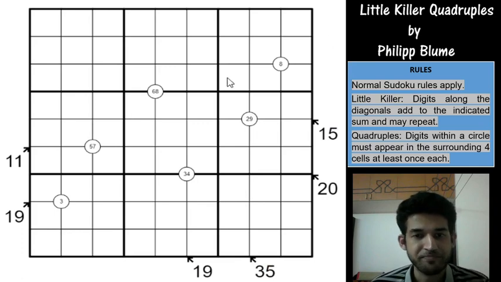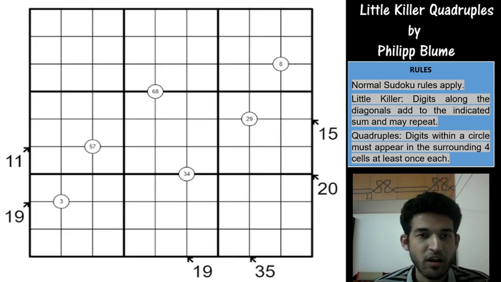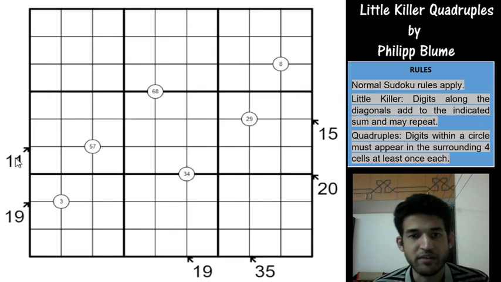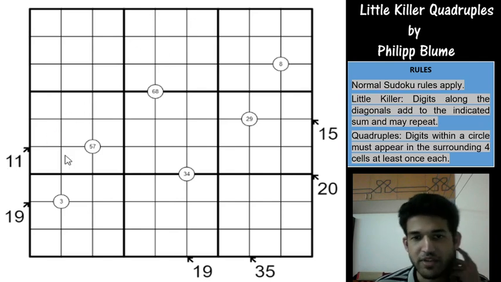Classic rules apply. Each row, column and 3 by 3 box contains the digits from 1 to 9 without repetitions. Little killer rules apply. In the diagonal direction indicated by the small arrow, the sum of the digits will be equal to the clue given. Digits may repeat in the direction of the arrow.